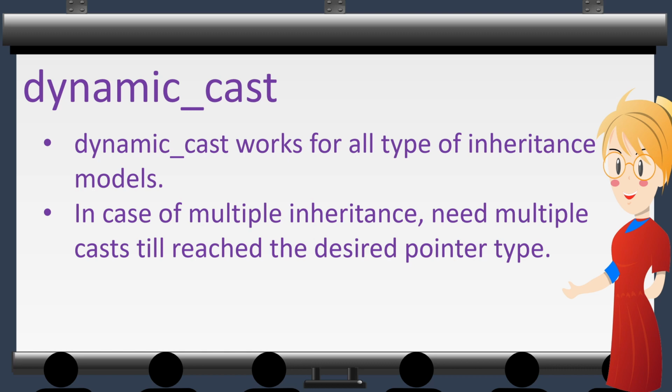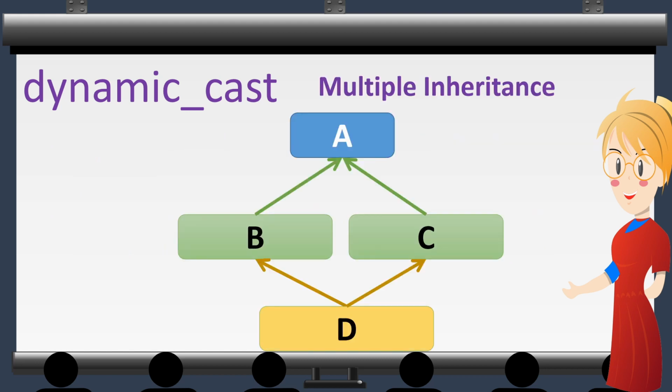In case of multiple inheritance, we need multiple casts till we reach the desired pointer type. Here, it is not possible to dynamic cast from class D to class A using a pointer object of class D. Attempting to cast from class D to class A will result in an ambiguous error at compile time. This is because there are two possible paths to reach the class A pointer. So it is necessary for the programmer to explicitly perform a dynamic cast to an intermediate path and then cast to the actual required pointer path without ambiguity. So the programmer has to manually resolve the ambiguity.